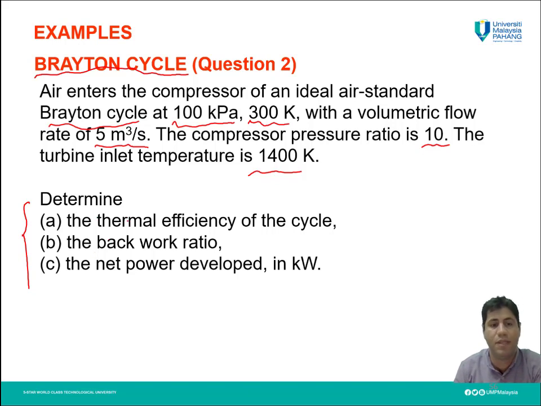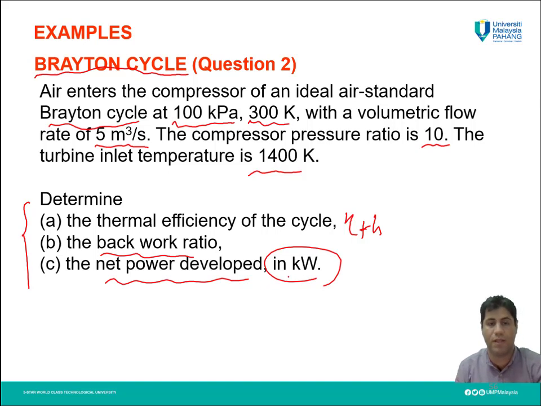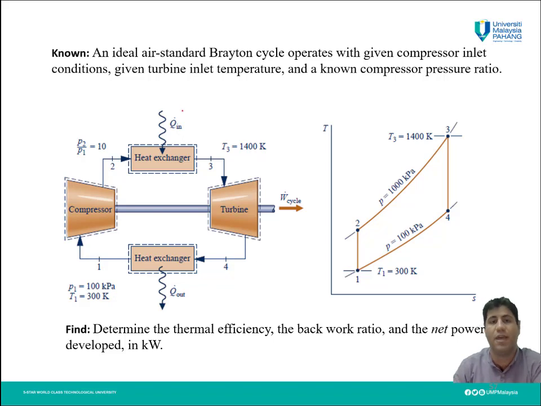Then we need to determine the thermal efficiency of the cycle. The back work ratio actually, or the fraction of the work from turbine which is given back to the compressor. And also finally in part C we need to determine the net power developed in kilowatt actually. So let's see how we can find the answer for these three parts of the question.